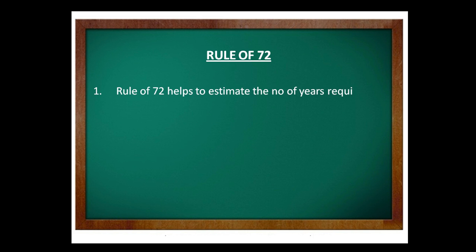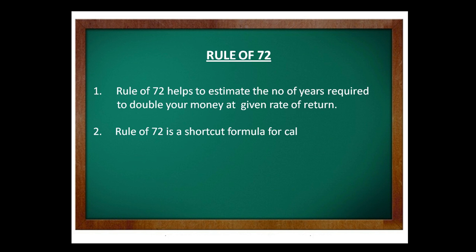One of the most common questions which arise in your mind when you choose the investment option is, how many years will this investment option take to get doubled? Rule of 72 helps to estimate the number of years required to double your money at a given rate of return. Rule of 72 is a shortcut formula for calculating the compound interest.